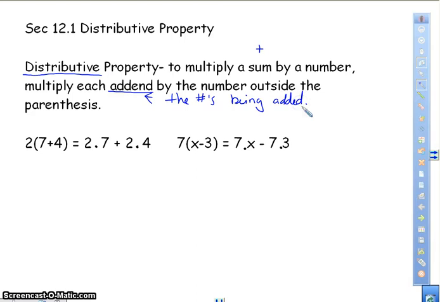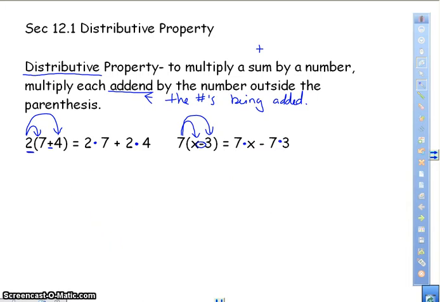Okay, so to multiply a sum by a number, you multiply each addend by the number outside the parentheses. So what you're doing here, this multiplication sign's got a little messed up, that's okay, is you're taking, for example, the 2 and you're multiplying it by 7. Then you're adding together the 2 times the 4. Okay, you can do the same thing with a variable. You take the 2 times the x, then you're going to subtract. In this case, it's the subtraction problem. Then you take 7 times 3.